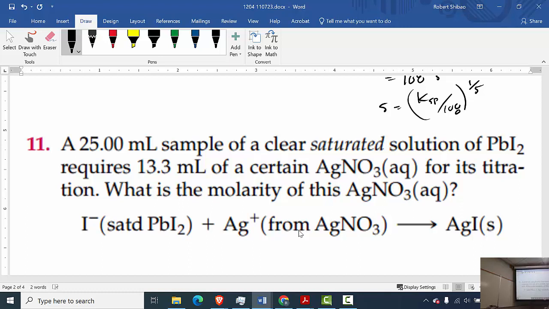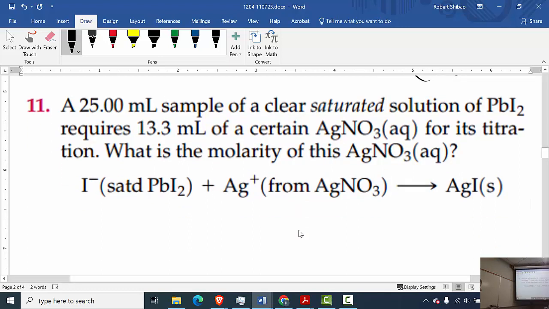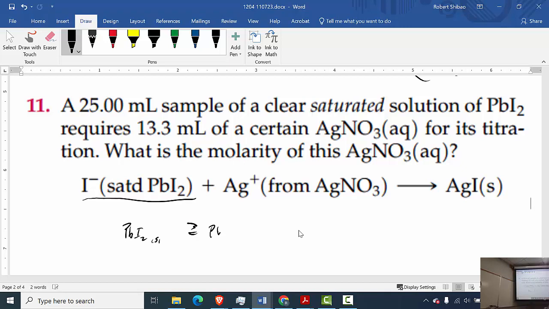Another way is we can analyze the solution using the KSP. So if we're already given the KSP data, then this is it. So this is just going to be a stoichiometry. So we need to know how much iodide is in a saturated PbI2 solution. And so to figure that out, we'll just draw our KSP equation.